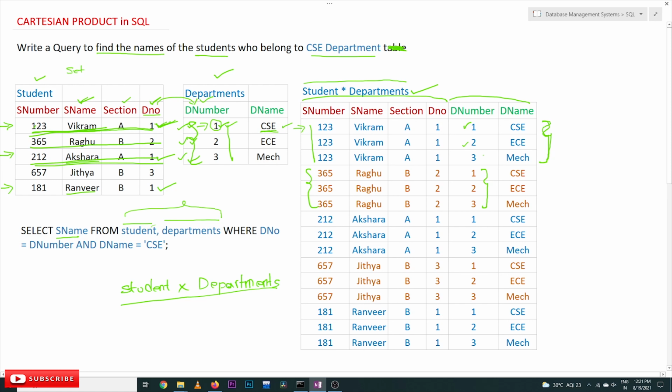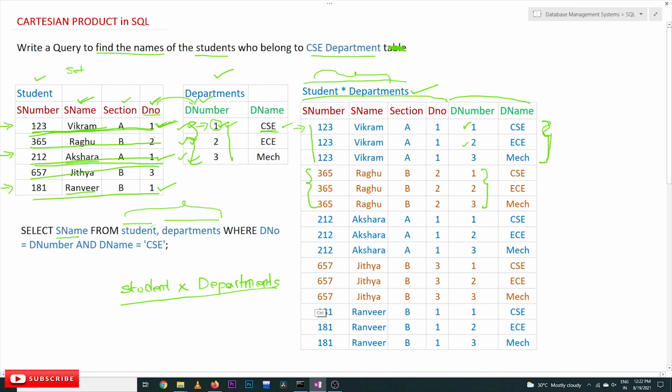Similarly, finally all the rows, this row will also get Cartesian producted with each and every row of this department table. And this is the final result of the Cartesian product of students and departments.